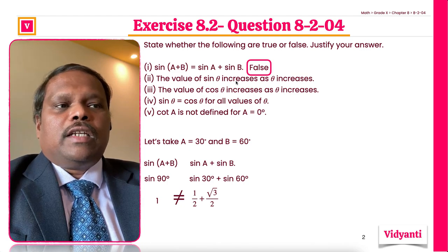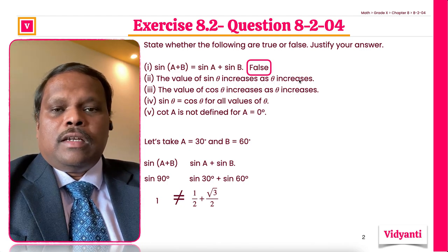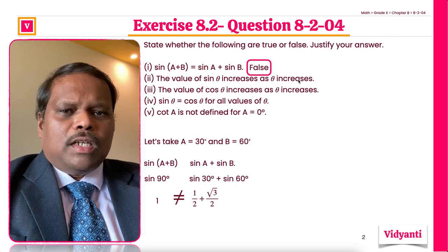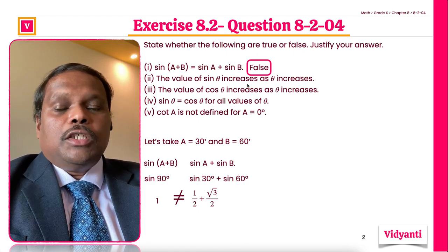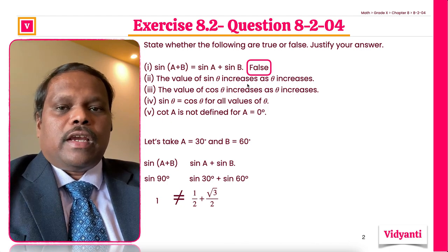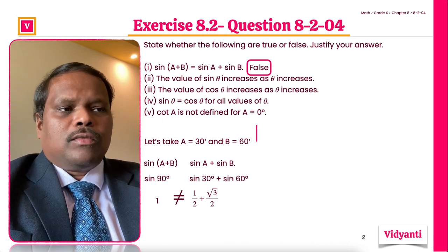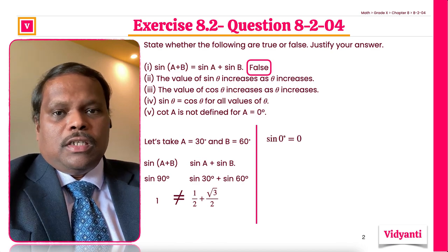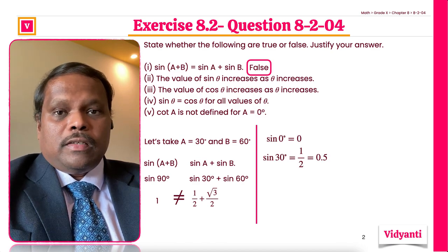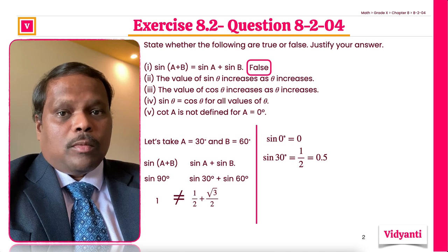The value of sine theta increases as theta increases. This one is actually partially true. This one is true between 0 degrees and 90 degrees. Let's quickly make a small table. Sine of 0 degree is 0. Sine of 30 degrees is half, so in decimal, it will be 0.5.